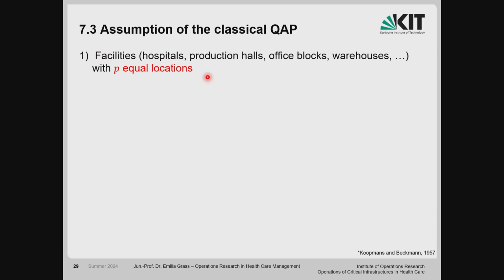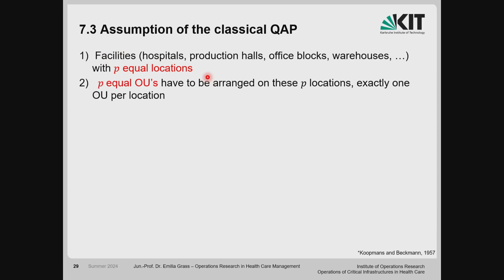Okay, so we have some kind of wards and we would like to arrange them to rooms in a hospital. So we have P equal locations and we have P equal units. Okay, and these have to be arranged. So we have the same number of rooms as units. Now we have to somehow arrange them in a perfect way. And the question is, what is perfect?